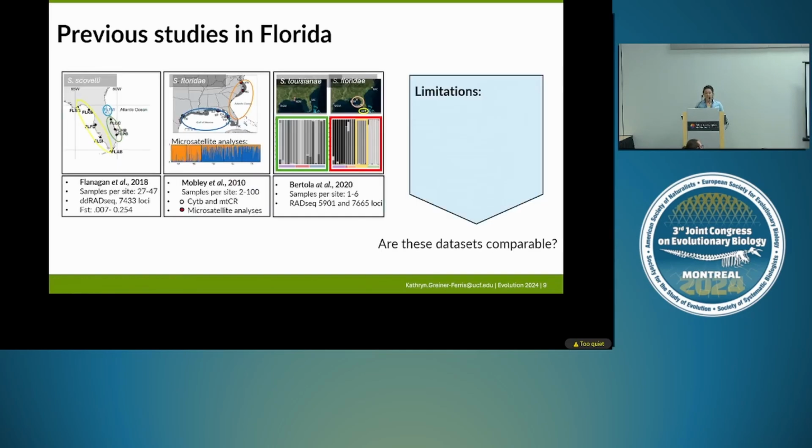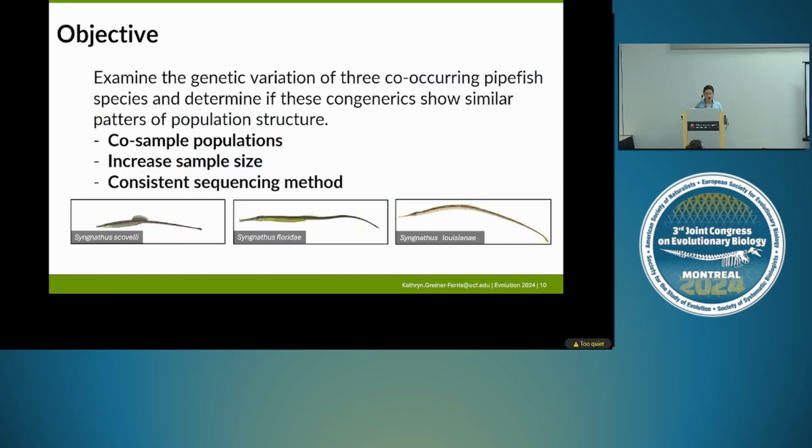So while individually each of these studies provides valuable insights, the variability between them raises the question of whether these data sets allow for direct comparison of population structure between species. We can't confidently rule out that the patterns we're seeing aren't influenced by the small sample sizes used, or variation in the number of locations used between the studies, or the fact that they used different sequencing methods. So the objective of this study was to examine the genetic variation of 3 different pipefish species in order to determine if these congenerics show similar patterns of population structure.